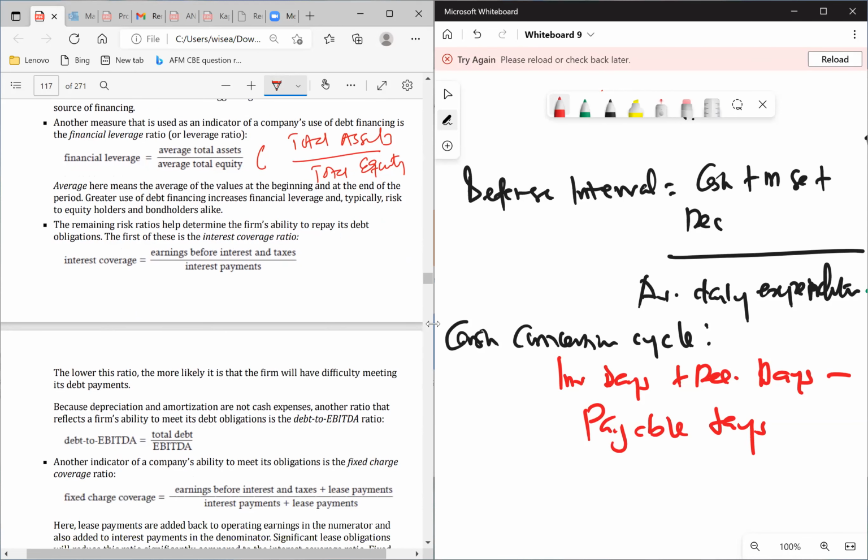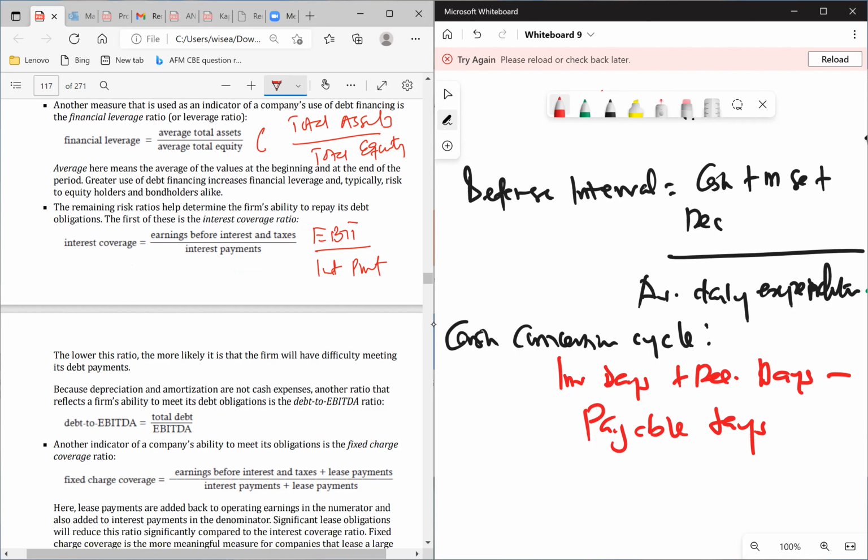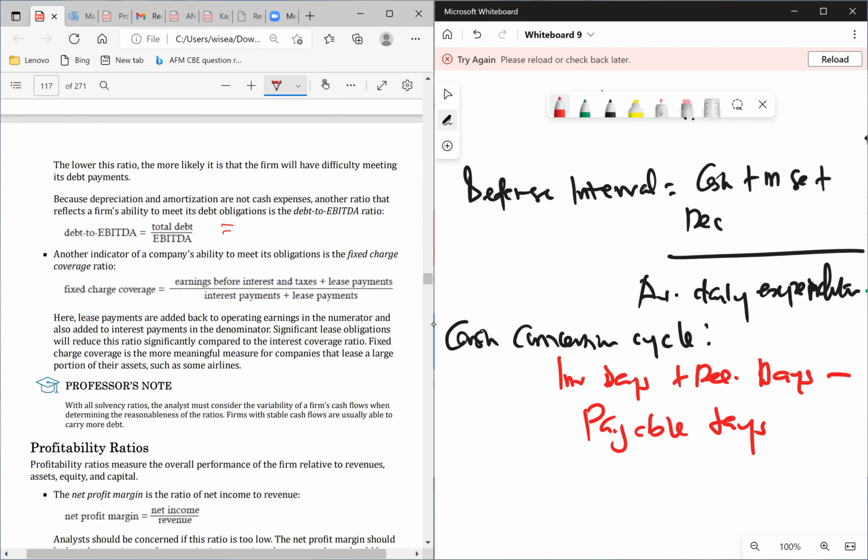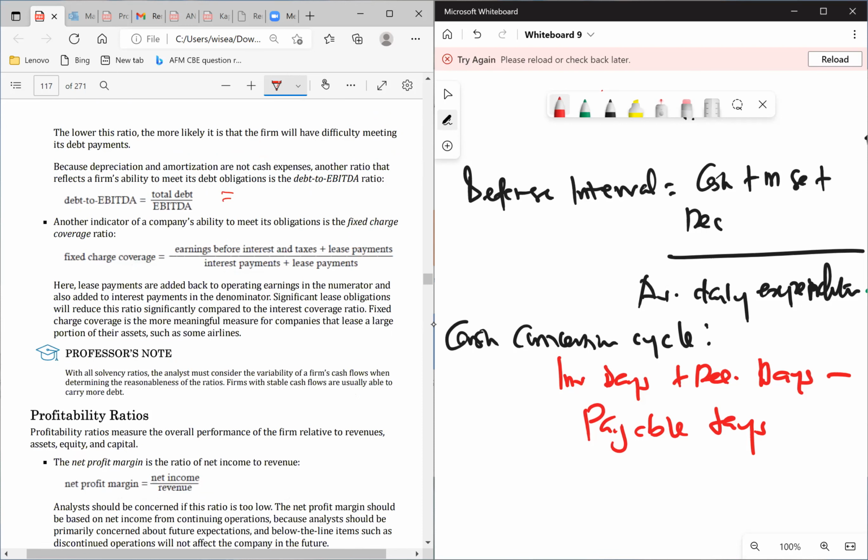The interest coverage. So interest coverage will be how much interest is paid before tax. So you have earnings before interest and tax divided by interest payment. That is your interest coverage. How many times does your earnings before interest and tax cover your interest payment? And then EBITDA is the earnings before interest, tax, depreciation, amortization. So more or less cash. So debt to EBITDA ratio should be easy to compute. Fixed charge coverage: the earnings before interest and tax, and you add the lease payments and you divide it by what? Interest plus lease payment.